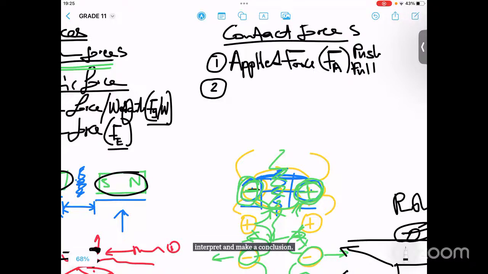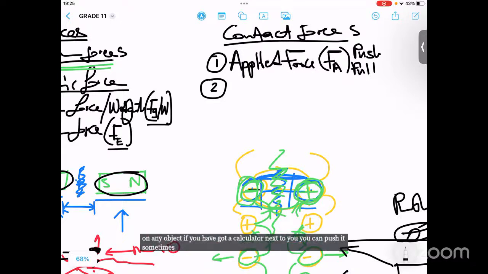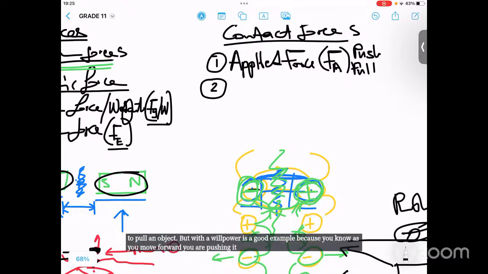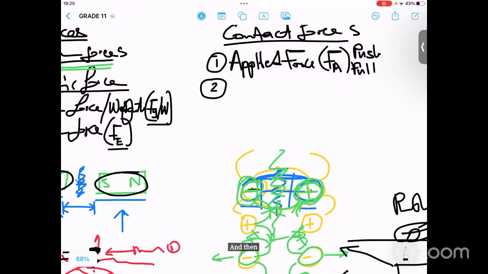Just like I've explained now, you apply a force by pushing or pulling on any object. If you've got a calculator next to you, you can push it. Sometimes you need a rope to pull an object, but a wheelbarrow is a good example because as you move forward, you are pushing it, and then you can pull it by going the opposite way. The next type of force, honorable members.